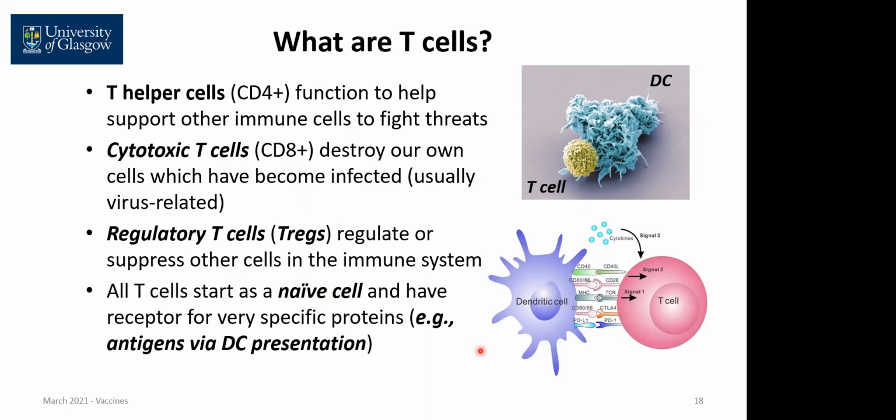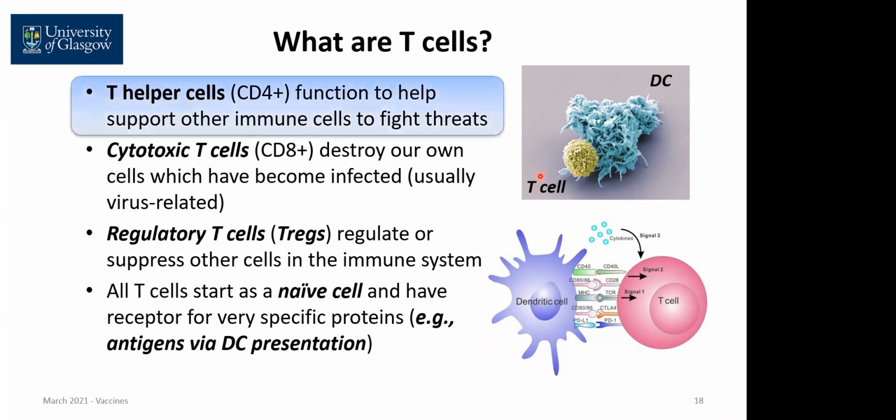And then what you need to be aware of is that all of these cells start as a naive T cell, and they have receptors that are very specific for a given antigen. So they can change the structure of their receptor depending on the antigen that they want to interact with. And these receptors are known as TCRs, or T cell receptors. It's these T cell receptors that recognize antigen that is presented to them by dendritic cells or macrophages.